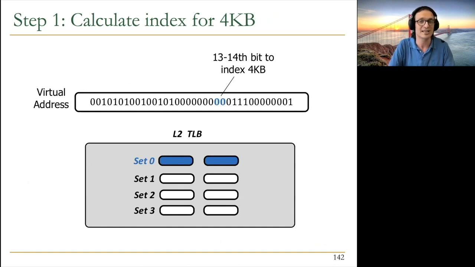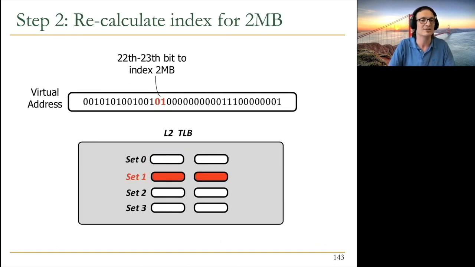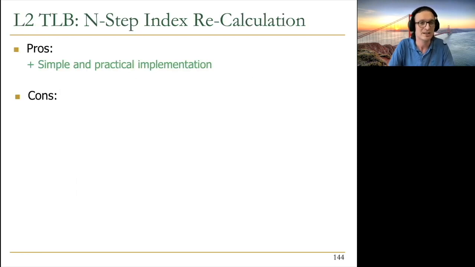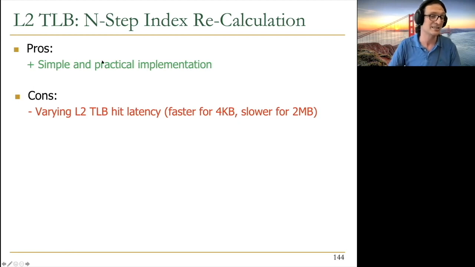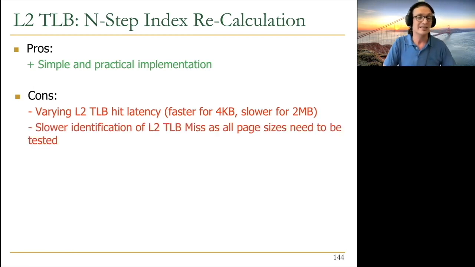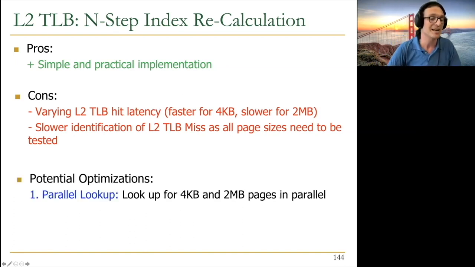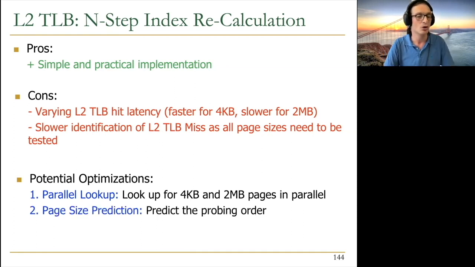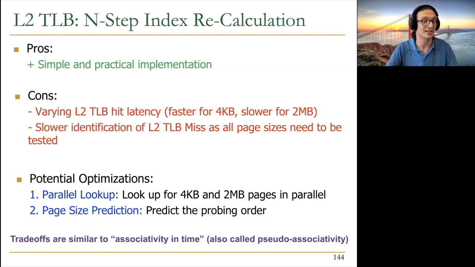You first calculate the index for 4 kilobyte. If you miss, you calculate the index for 2 megabytes. Okay, so L2 TLB has n-step index recalculation. This is simple and practical. The downside is TLB hit latency is longer and varying. And now you have slower identification of an L2 TLB miss as you need to basically probe all page sizes. So potentially you can optimize it by making the lookup parallel. Of course, this adds hardware cost. Or you can predict the page size, predict the probing order. And the trade-offs are again similar to associativity in time versus space.